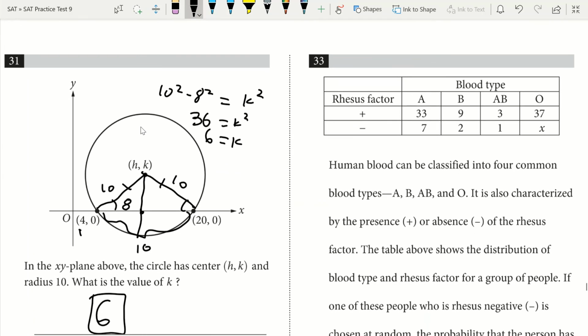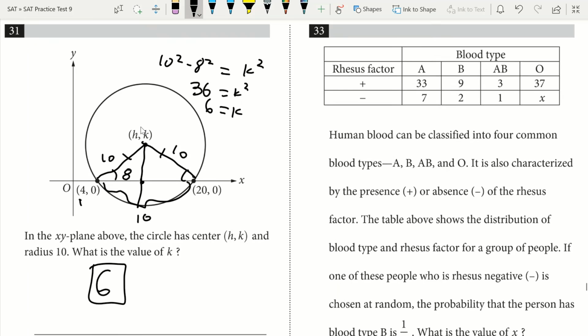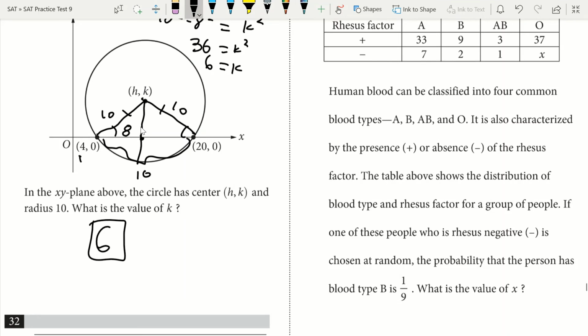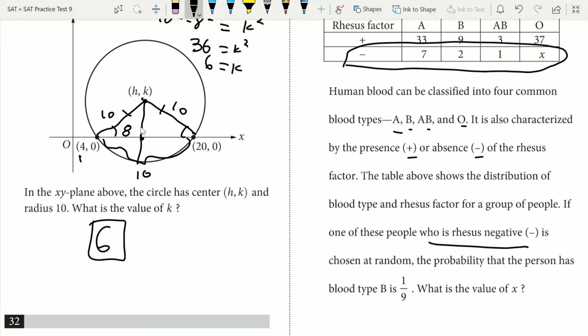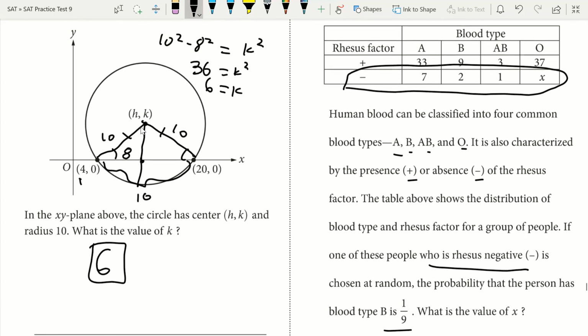I've got a table with blood type and rhesus factor. Human blood can be classified into 4 common blood types, A, B, AB, and O. It is also characterized by the presence, positive, or absence of rhesus factor. The table above shows the distribution of blood type and rhesus factor for a group of people. If one of those people who is rhesus negative, so we're only considering this row here, is chosen at random, the probability that that person has blood type B is 1 over 9, and we use that to solve for x.